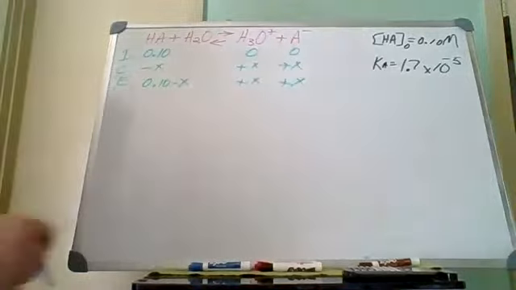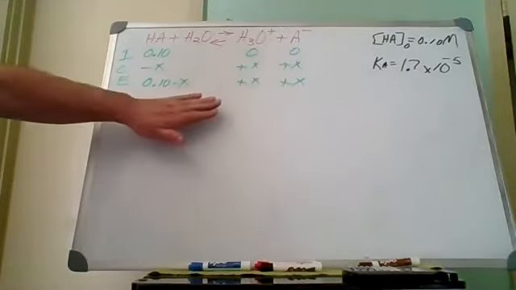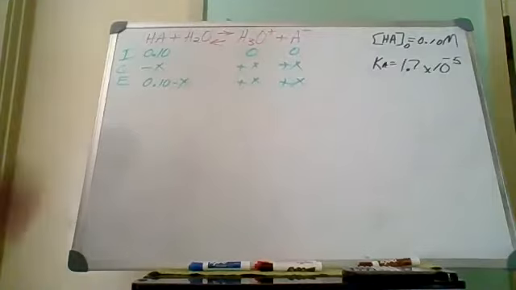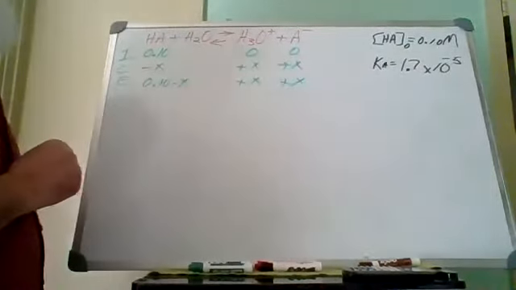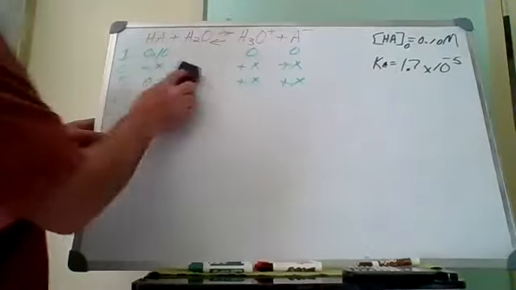okay, so we good there. All right, now I'm going to erase this here because I'm going to need this room to work. Okay, but now we have the ice table. All right, so let me erase this.